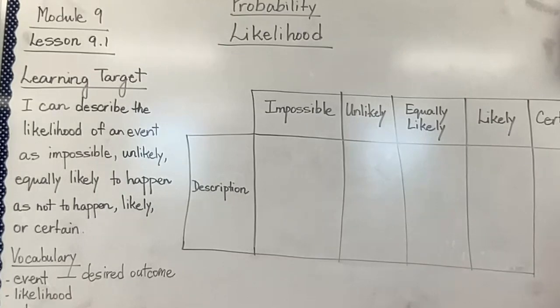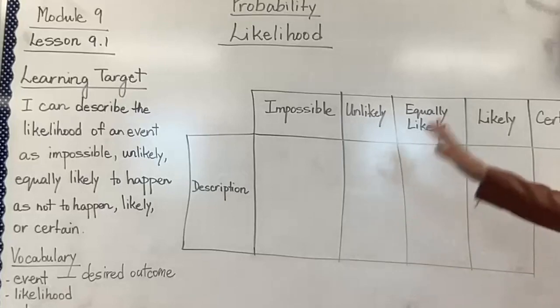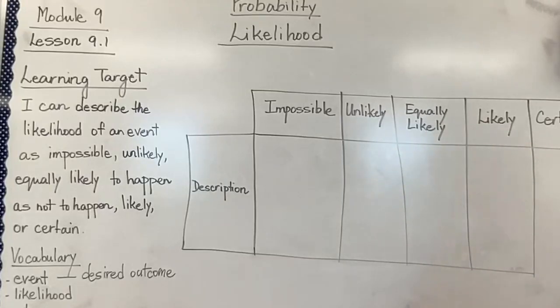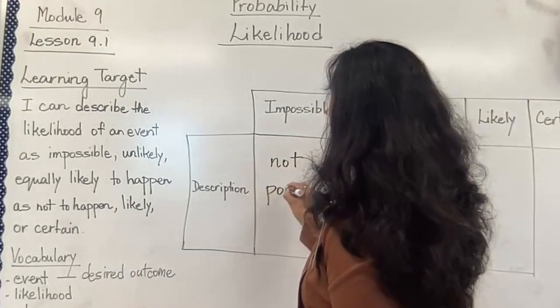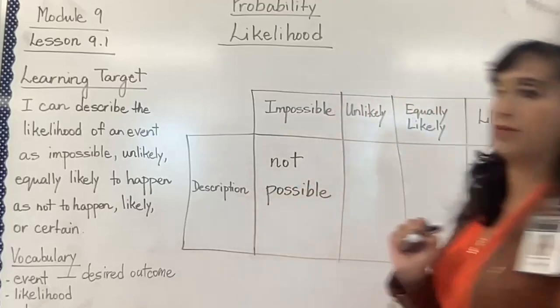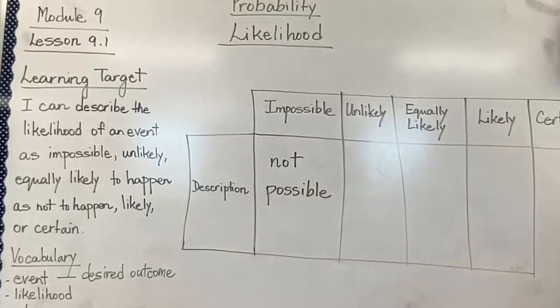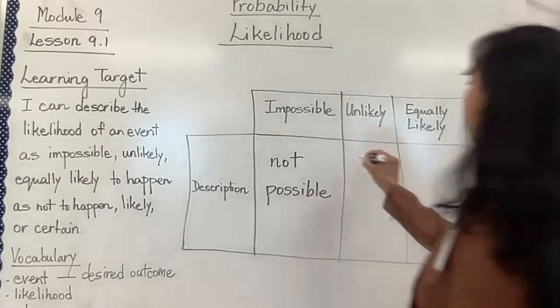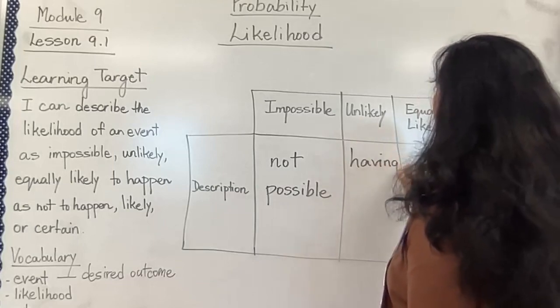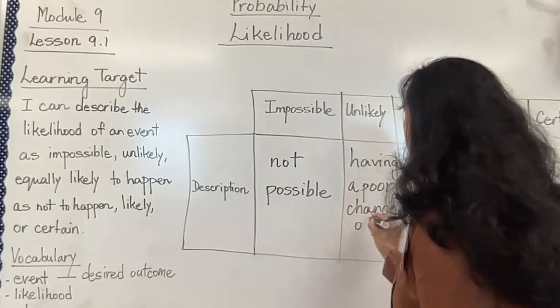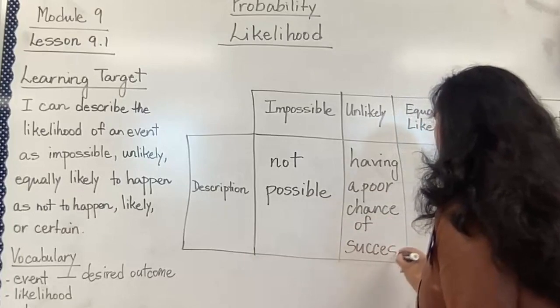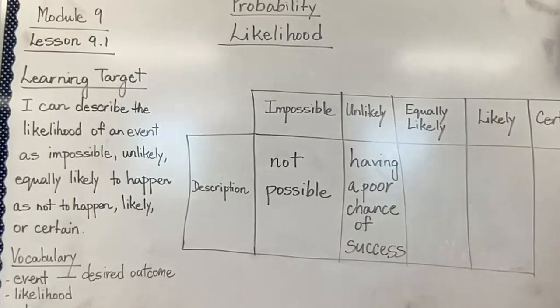So you can describe an event's likelihood in different ways. The table over here shows descriptions of likelihoods from impossible to certain. Impossible basically means it is not going to happen. It's not possible. Unlikely is having a poor chance of success. Unlikely means having a poor chance of success.